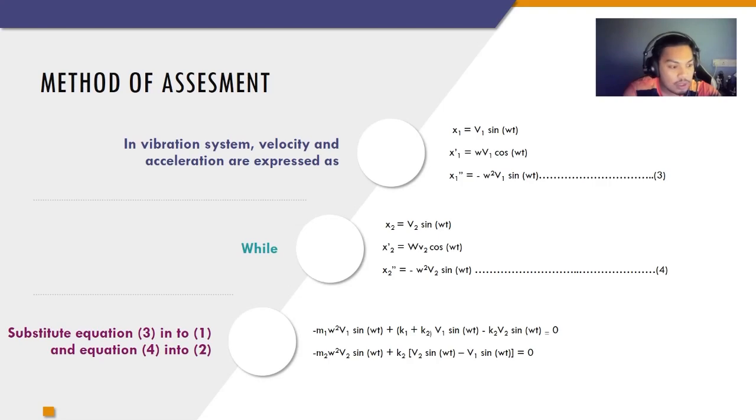By substituting equation 3 into 1 and equation 4 into 2, we get negative m1 omega squared v1 sin omega t plus (k1 plus k2) v1 sin omega t minus k2 v2 sin omega t equal to 0. The second equation is negative m2 omega squared v2 sin omega t plus k2 (v2 sin omega t minus v1 sin omega t) equal to 0.